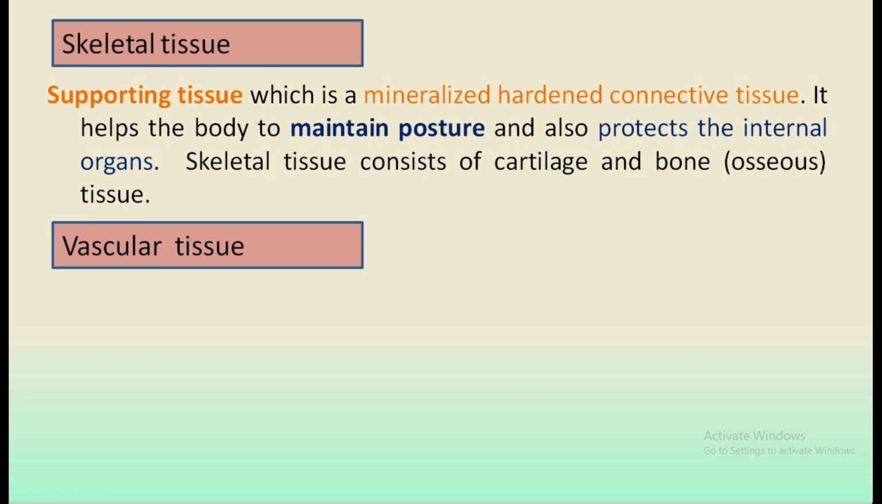Now let us see the second type of adult connective tissue, that is skeletal tissue, which is made of cartilage and bone. So it is a supporting tissue which is mineralized and hardened and helps the body to maintain the posture while also protecting the internal organs. So cartilage and bone are the main composition of this tissue. We will not discuss the details of this tissue, and this will be dealt in a separate presentation.